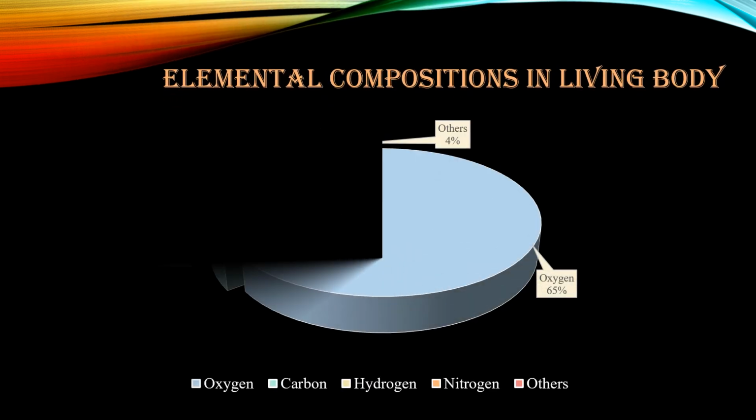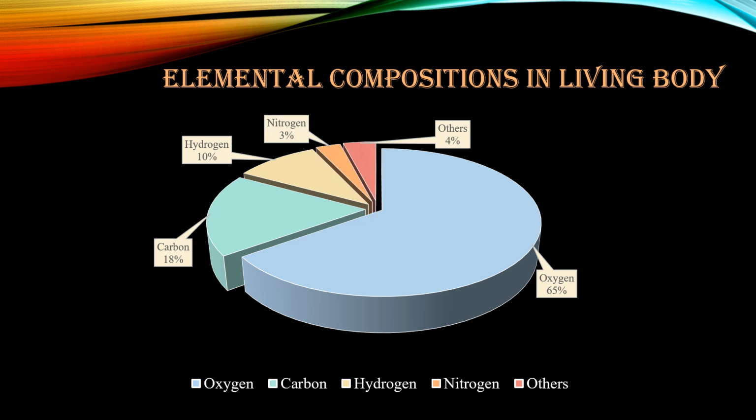As you can see in this diagram, oxygen forms 65% of the living body. Carbon 18%, hydrogen 10%, nitrogen 3%, and all the other elements are composed in trace amounts and they sum up to 4%.